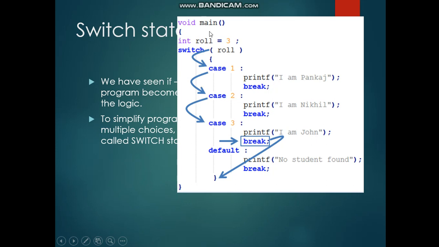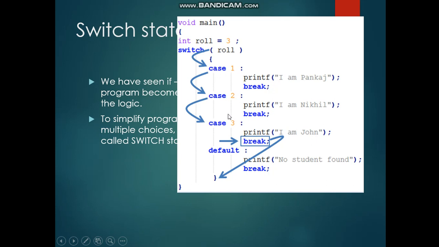We've taken one variable and we have given its value 3. Now we write switch and we pass this variable. Can I ask you one question? What is the value of the roll variable? Okay, the answer is 3. So inside this switch statement, you can see the starting and ending.